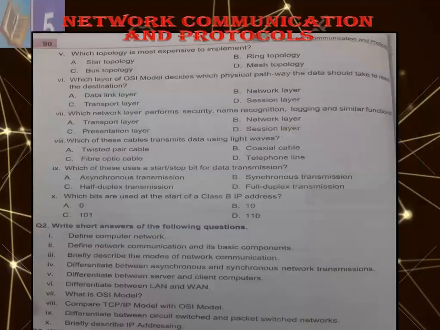Number five: which topology is most expensive to implement? Star topology, ring topology, bus topology, or mesh topology? Yes, the mesh topology is most expensive to implement because here we have lots of cables and multiple connections and links available in a mesh topology.